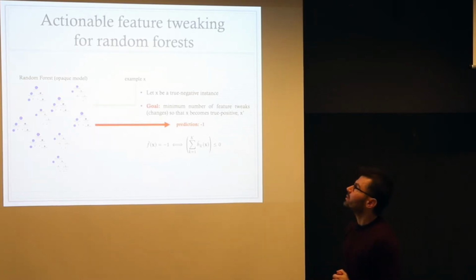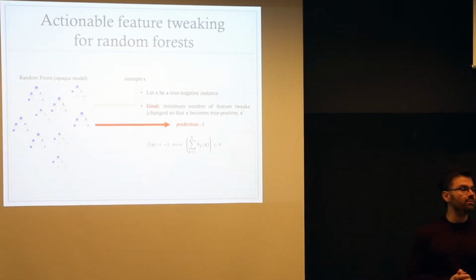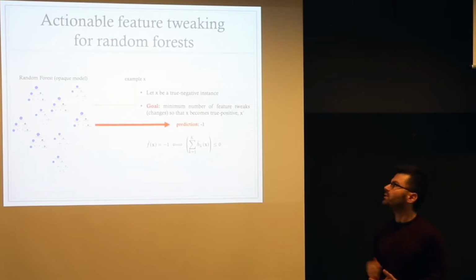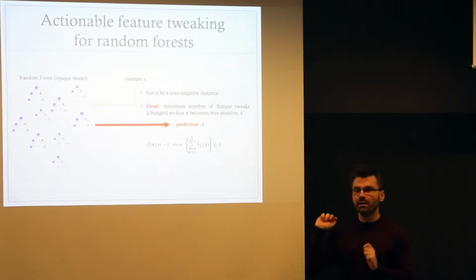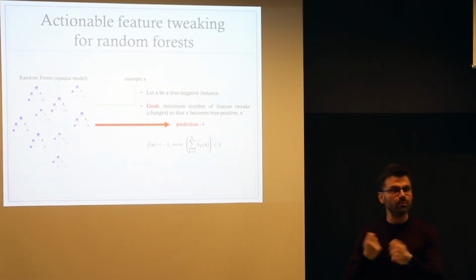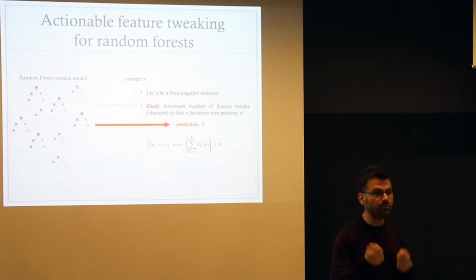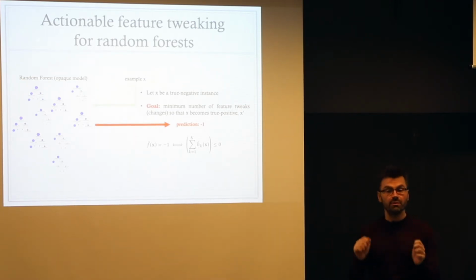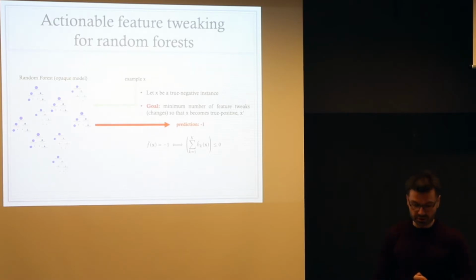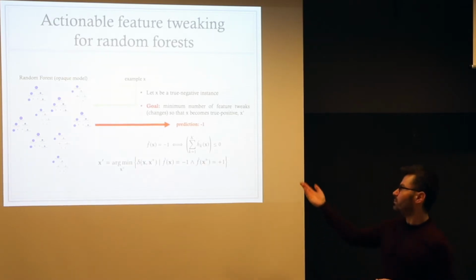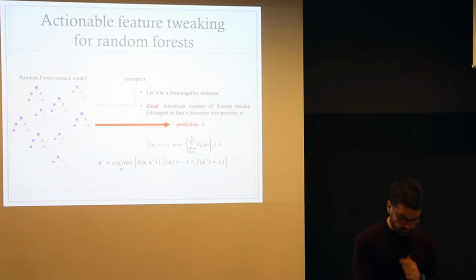So the goal now here is to find the minimum number of changes we need to do to the features so that the classifier will swap the prediction. Okay. So we assume that the classifier is doing the correct thing, and our example has a label, and we want to ask the classifier to do the minimum number of changes to the features of X so that the prediction changes. All right, and well, this is pretty much what we are after.